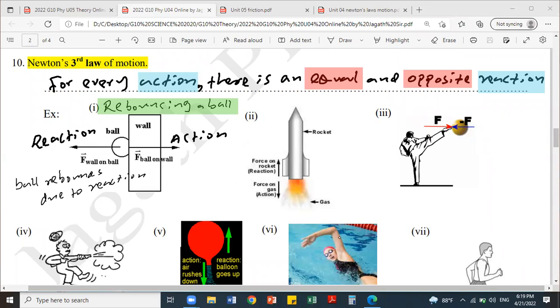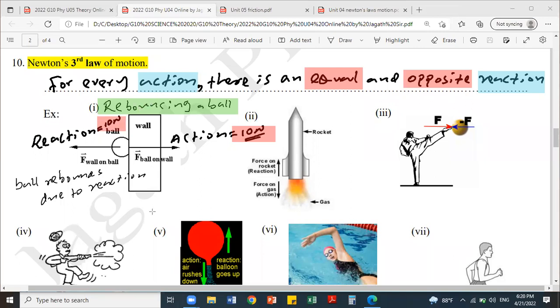If action is 10 Newton, then reaction also will be 10 Newton, and they are opposite. Action forward, reaction backwards. That is what Newton's third law describes. You can mark that with a pencil: if action is 10 Newton, reaction also 10 Newton, equal, and they are opposite in direction.